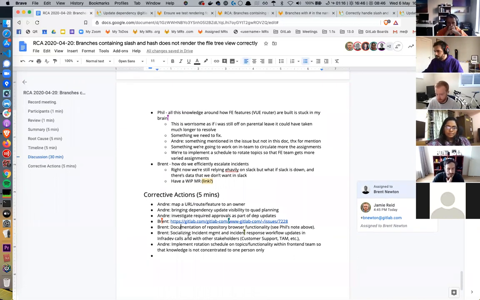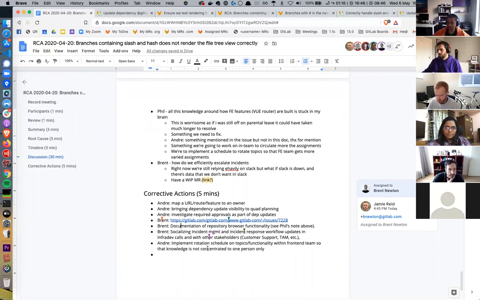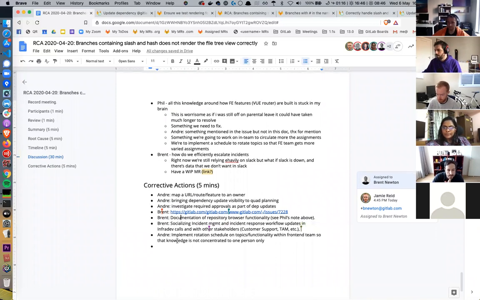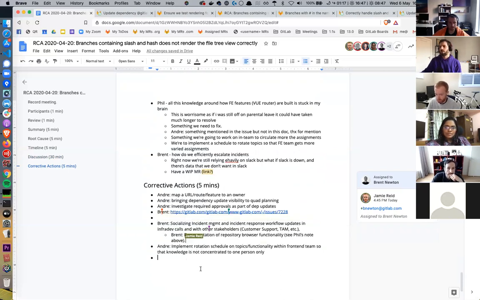Got it. Thanks, I'm glad we clarified that. Brent, socializing incident management and incident response workflow updates in InfraDev calls and with other stakeholders. Good, I'll leave that up to you, Brent, to own and carry forward. And the last one, implement rotation schedule on topics within the front-end team so that knowledge is not concentrated in one person only. That's basically something for me to take care of in assignments. Any other corrective actions we didn't cover?